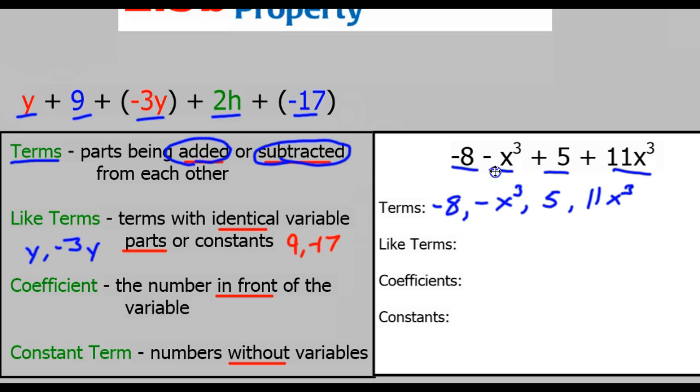Here we're looking for the same ending. Well, I have negative 8. That is a constant. It doesn't have a variable on it. I also have 5. That's another constant. So our like terms are negative 8 and 5.